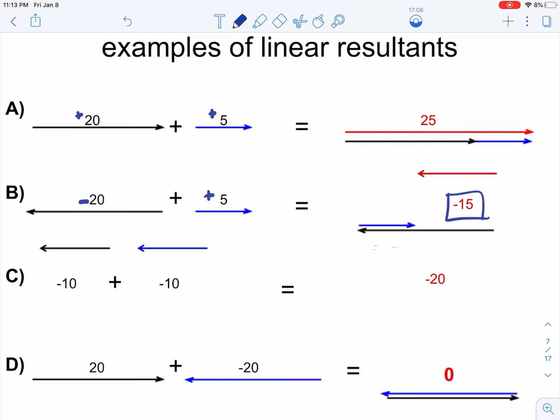When I took my 5-meter vector and I combined it with my negative 20, I lined them up so that the point of the first arrow is where the line for the second arrow begins. And if I look at this first example, I did the same thing. The point of the first vector is where the line of the second vector began.